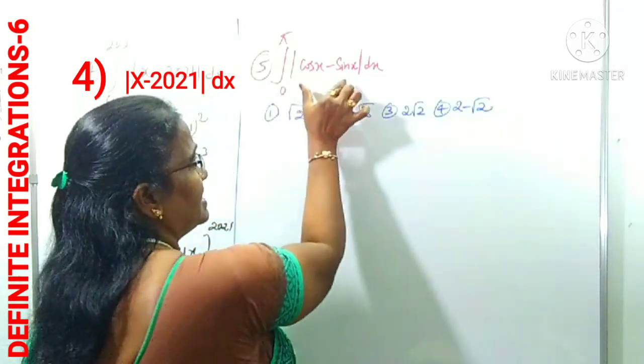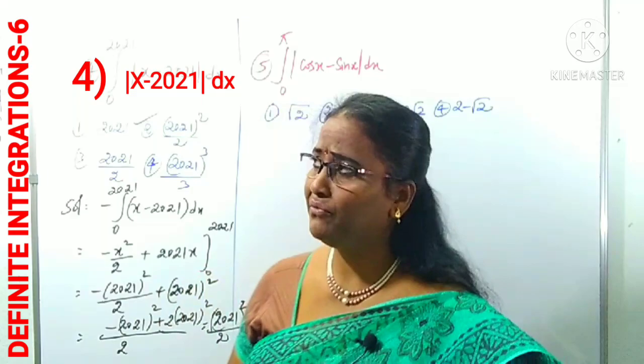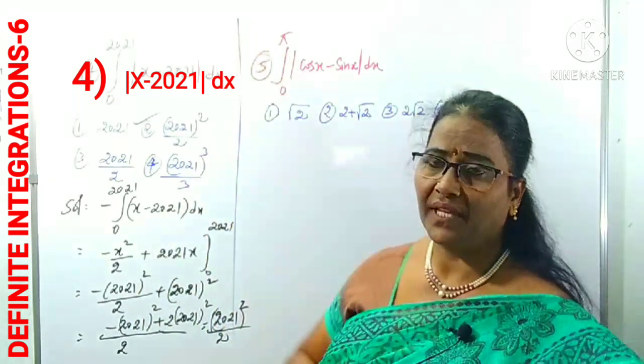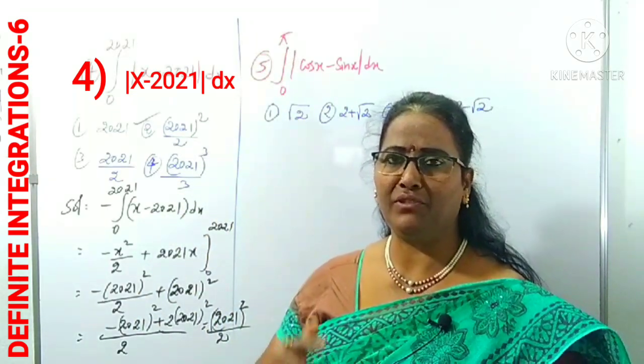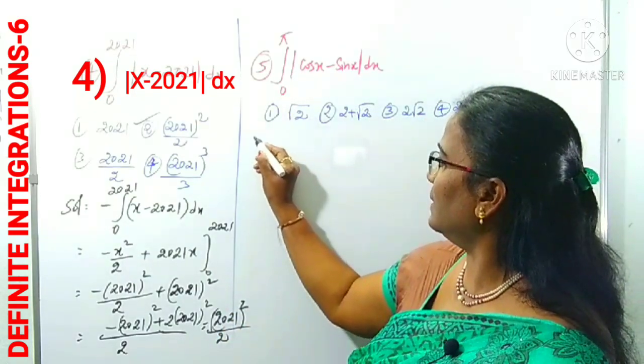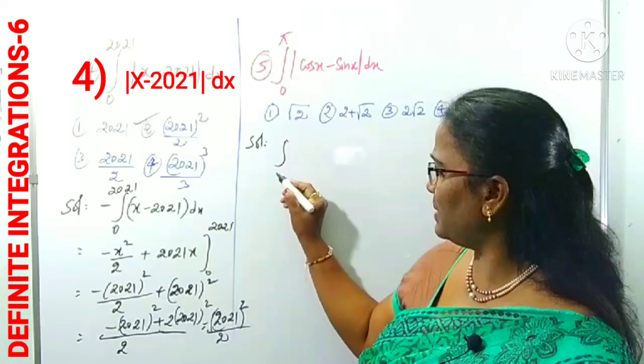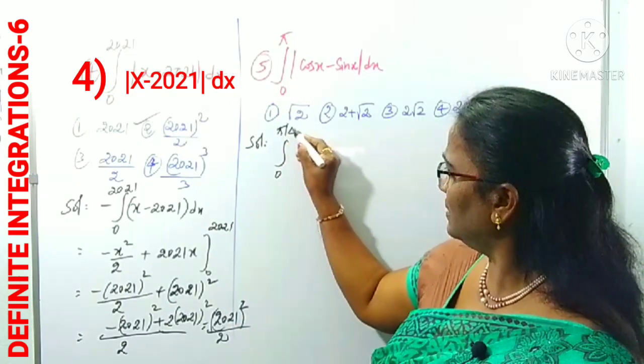For what value of x does this become 0? At x is equal to pi by 4. Is there a pi by 4 between 0 to pi? Yes, clearly there is a pi by 4 between 0 to pi. We can split it now, that is at pi by 4 we split. That is 0 to pi by 4 as one function.